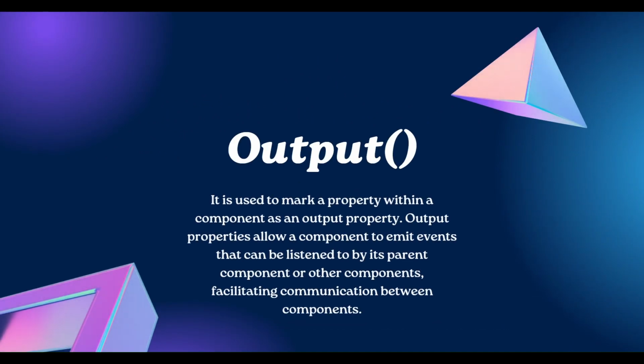Now the output decorator allows a component to emit events. So the child would always emit the event, and it would be the event output provider. It would provide the output, and the parent has to listen to that output and, according to that, update its own value. So let's have a look at a practical example for the same.